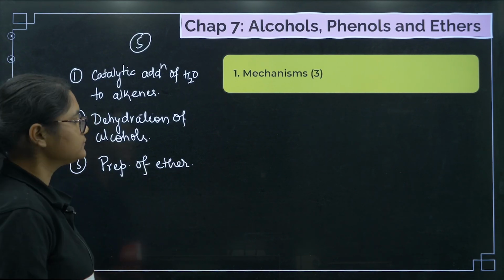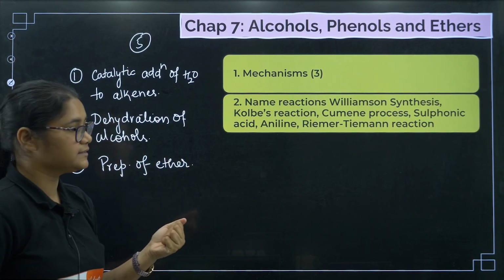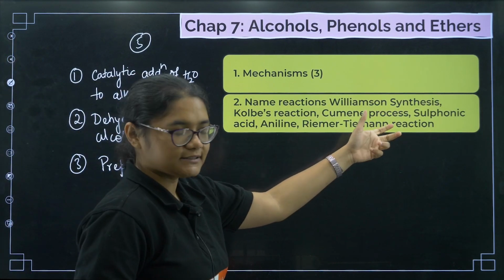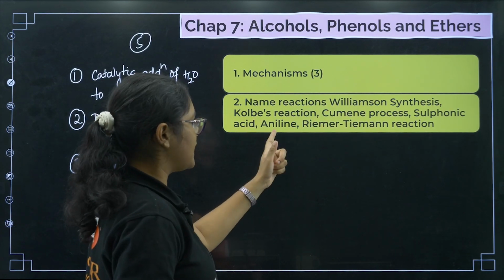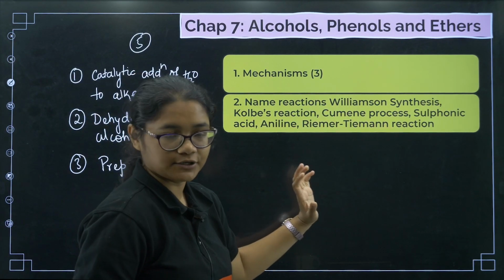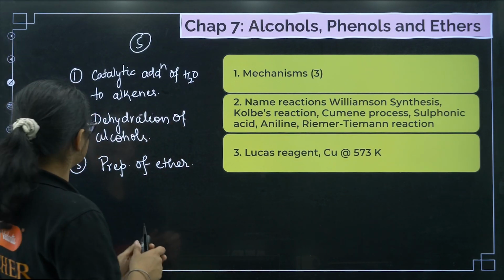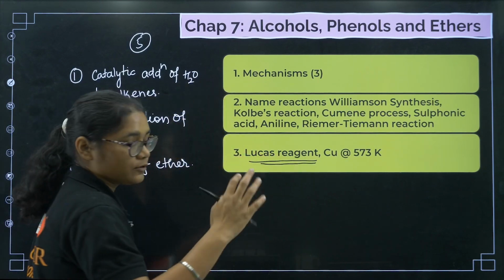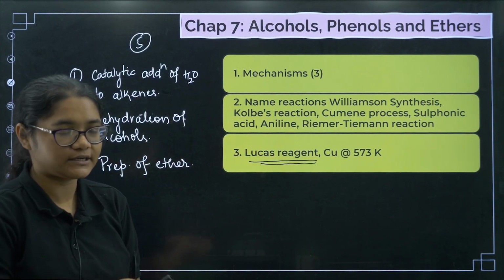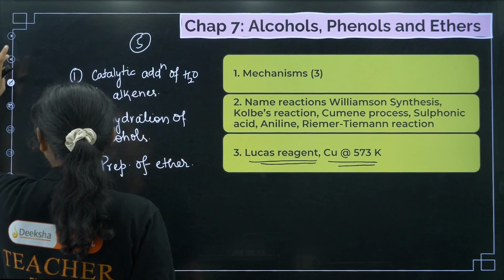Next, we have three mechanisms. Then we have name reactions in this chapter: Williamson ether synthesis, which is very important, Kolbe's reaction, Cumene process, then Aniline and Reimer-Tiemann reaction. Next we have Lucas reagent. You should know how to test the different types of alcohols and what the role of Lucas reagent is in that. Then the reagent copper at 573 Kelvin.